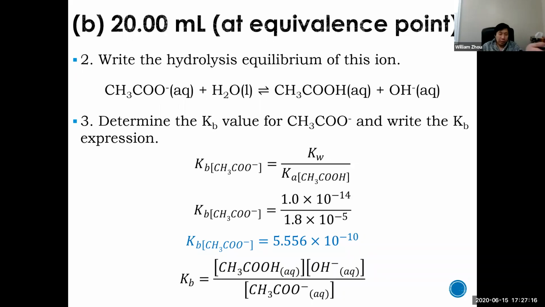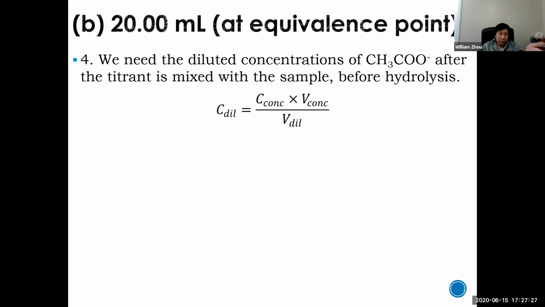So Kb equals acetic acid concentration times hydroxide concentration over acetate concentration, but you don't know any of those numbers, right? Because when you mix the acid with the base, you dilute each other. You need to perform a dilution to calculate the concentration after the dilution, but before the hydrolysis. Okay, so this is very confusing. There are many reactions all mixed in one. There is a neutralization between the acid and base.